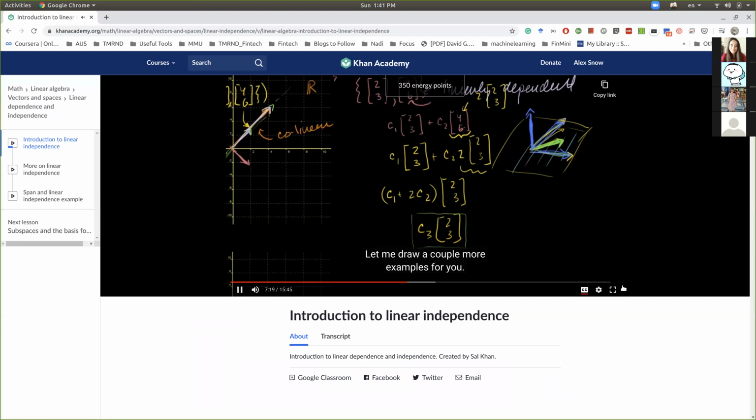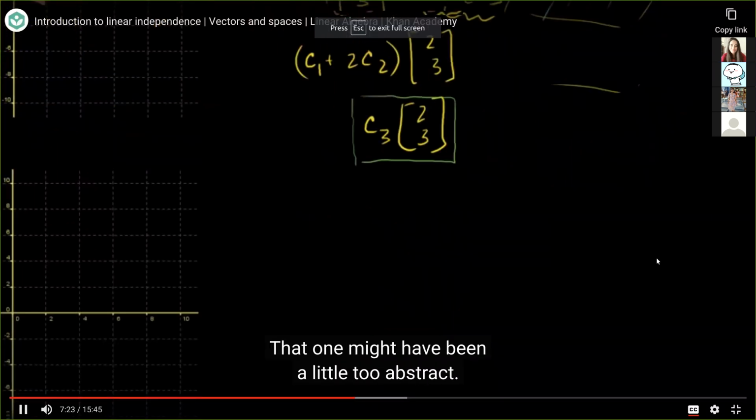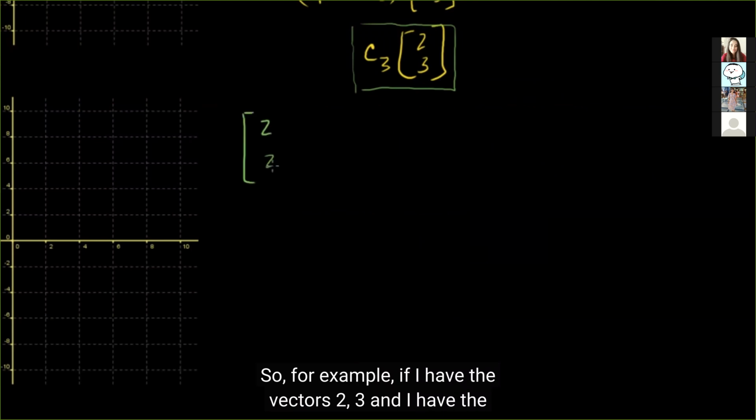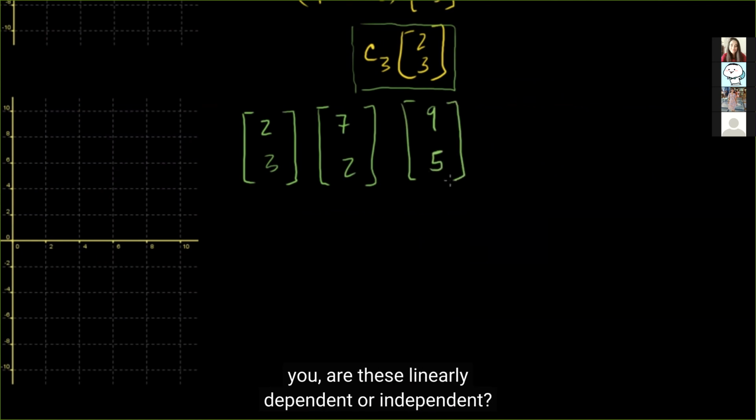Let me draw a couple more examples for you. That one might have been a little too abstract. So, for example, if I had the vectors 2, 3, and I have the vector 7, 2, and I have the vector 9, 5, and I were to ask you, are these linearly dependent or independent?